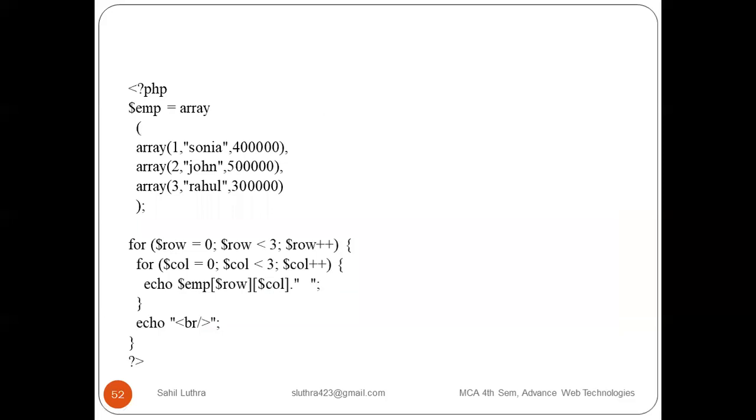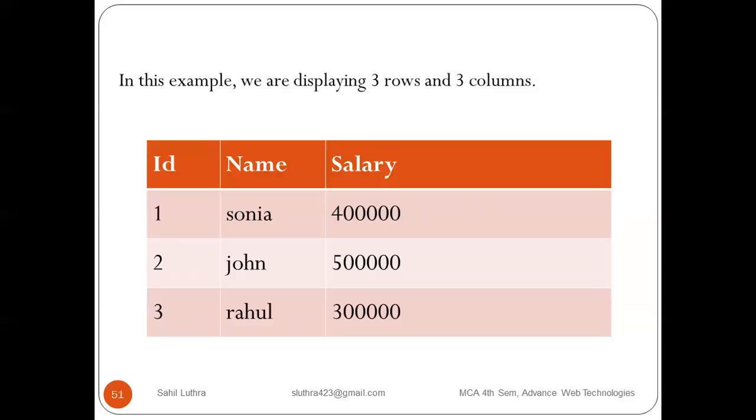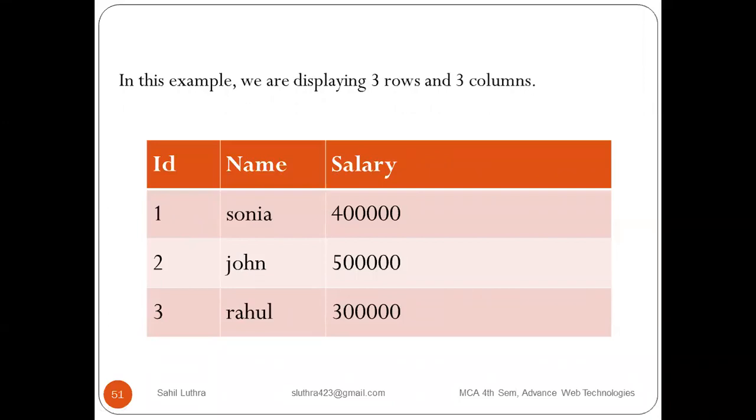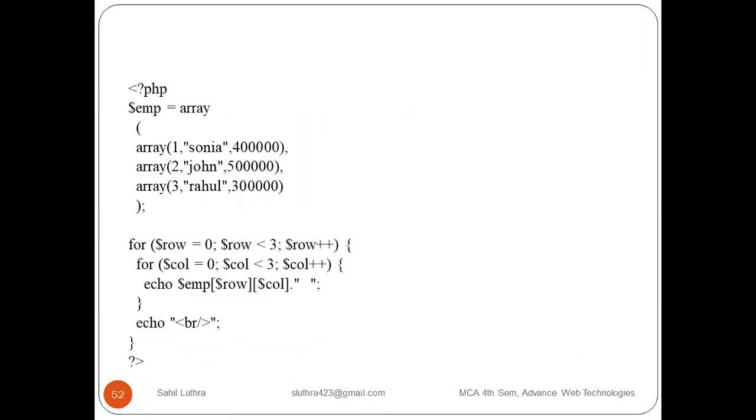After that, we are going to discuss it with the help of an example. In the previous slide, we created a table or chart with 3 rows and 3 columns. The first column is ID, the second one is name, and the last one is salary. Okay, so now we are going to discuss it with the help of a loop, or with the help of PHP code.